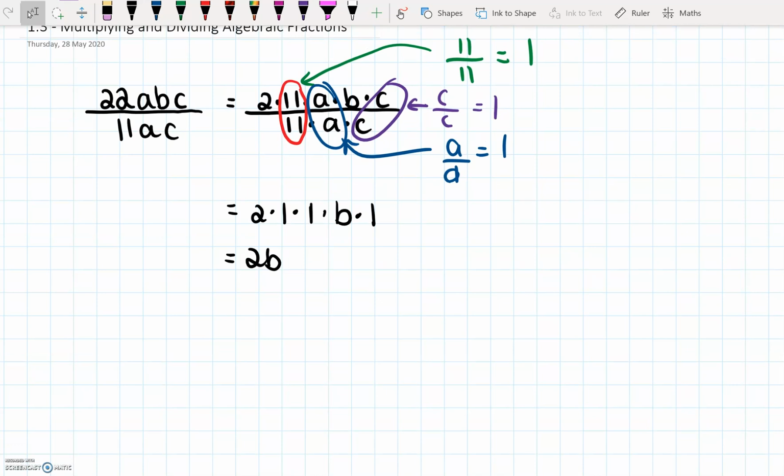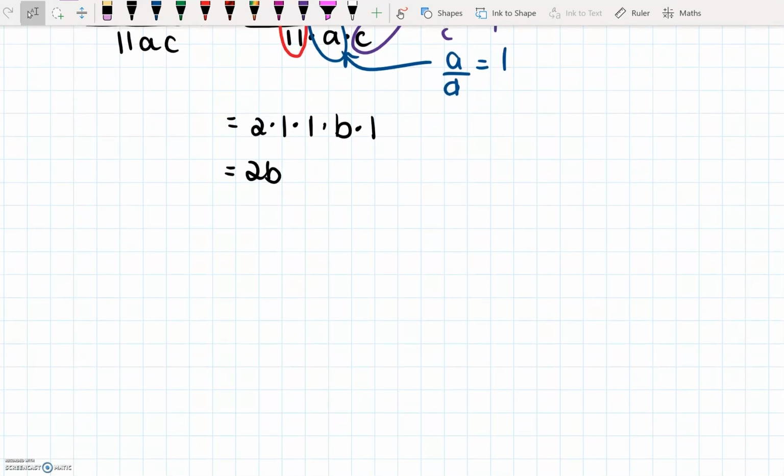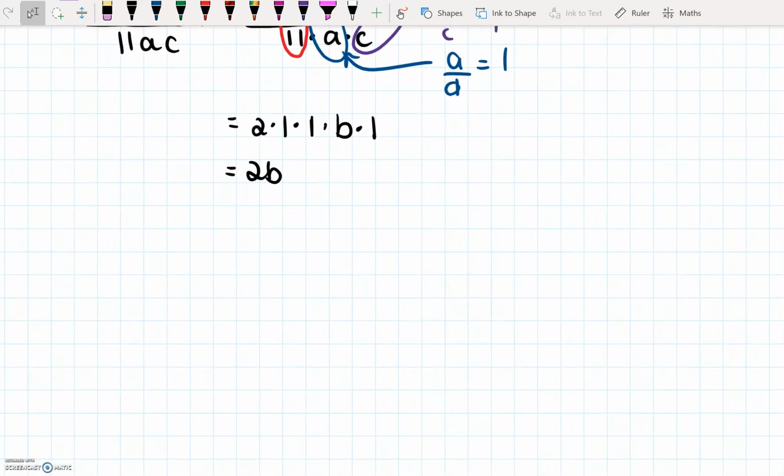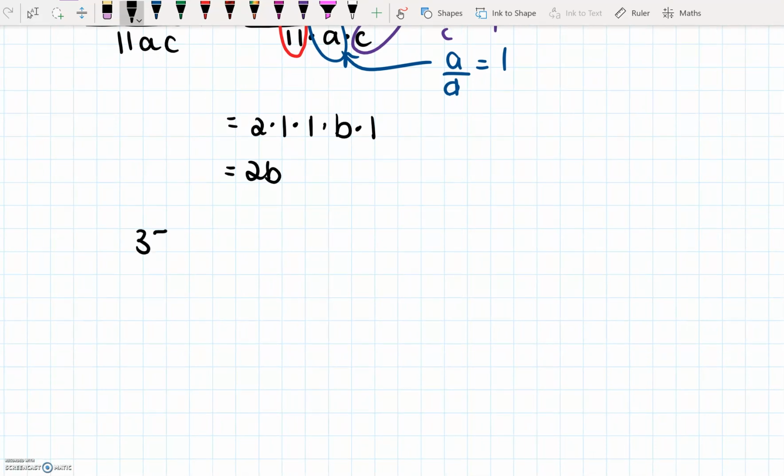Now, you've got to be careful because some people seem to think that if I have, for example, 35 out of 45, they go, oh look, there's a 5 on the top and the bottom, so I can cancel it and replace them with 1s. Except this is definitely not true, because there's no times in between the 3 and the 5. This is not 3 times 5 divided by 4 times 5. It's 35 over 45, so you can't do that.